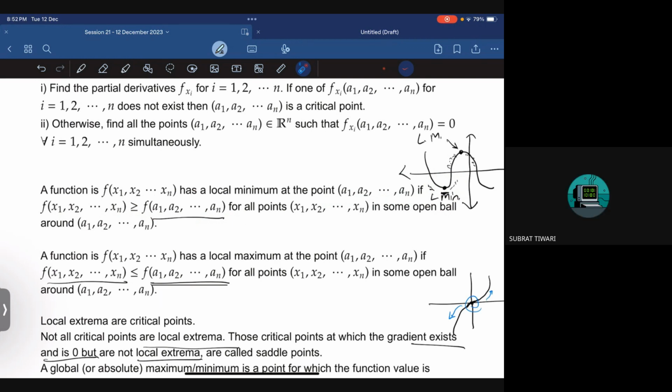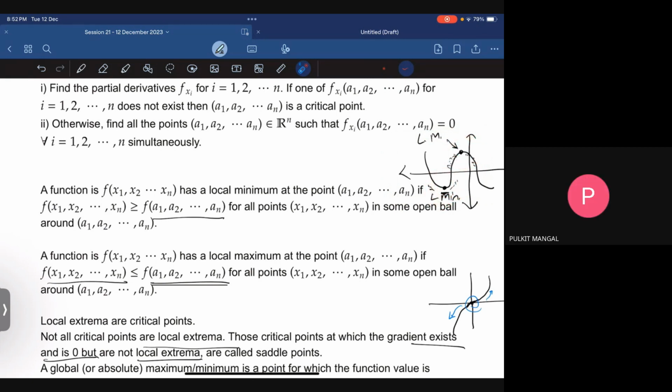The opposite case would be my local maximum. If you take any point around its neighbor, then that function value would be smaller than this. It would have the highest function value, and that would be called a local maximum. However, if I only bound my function till this point, then these points can also be called the global maximum and global minimum, right?